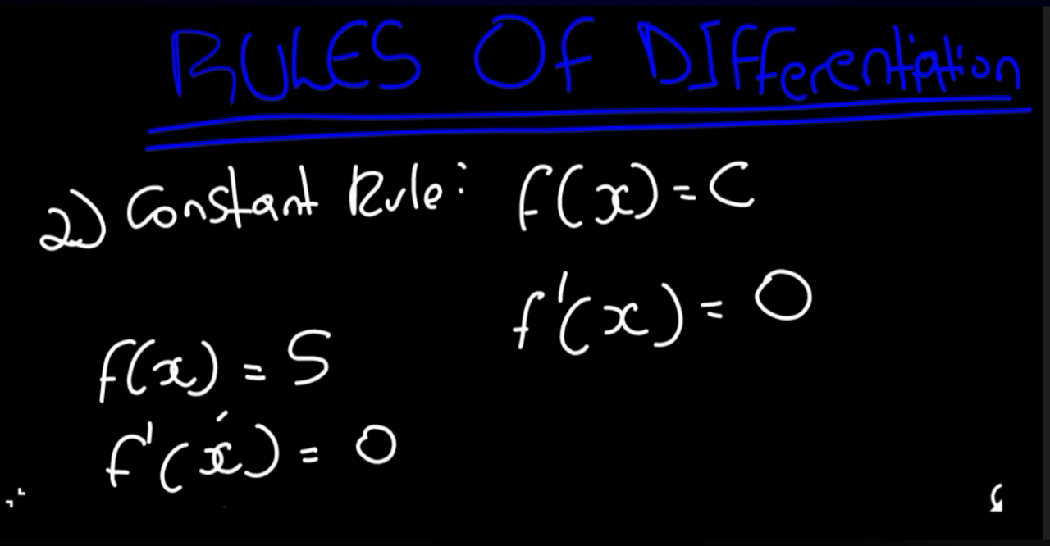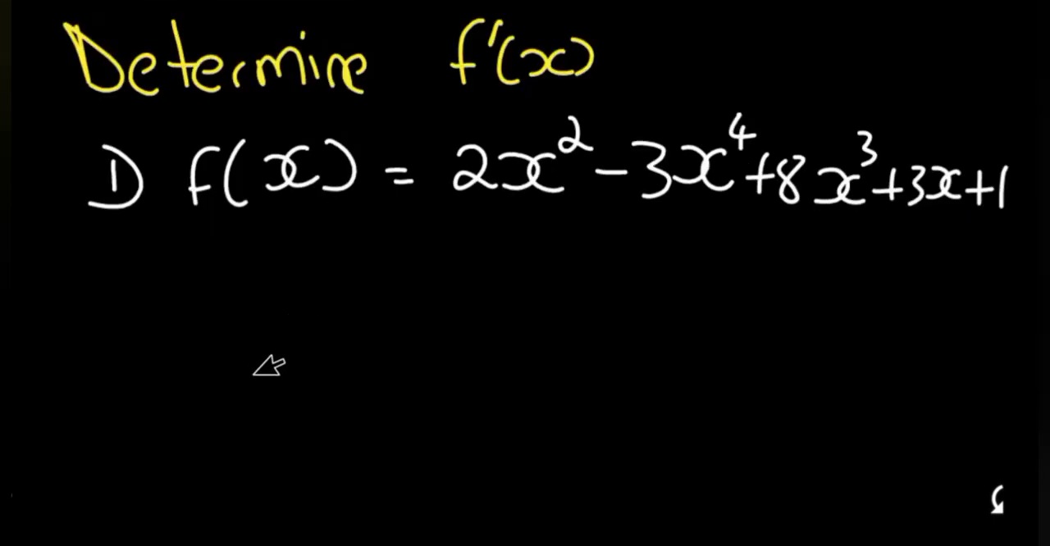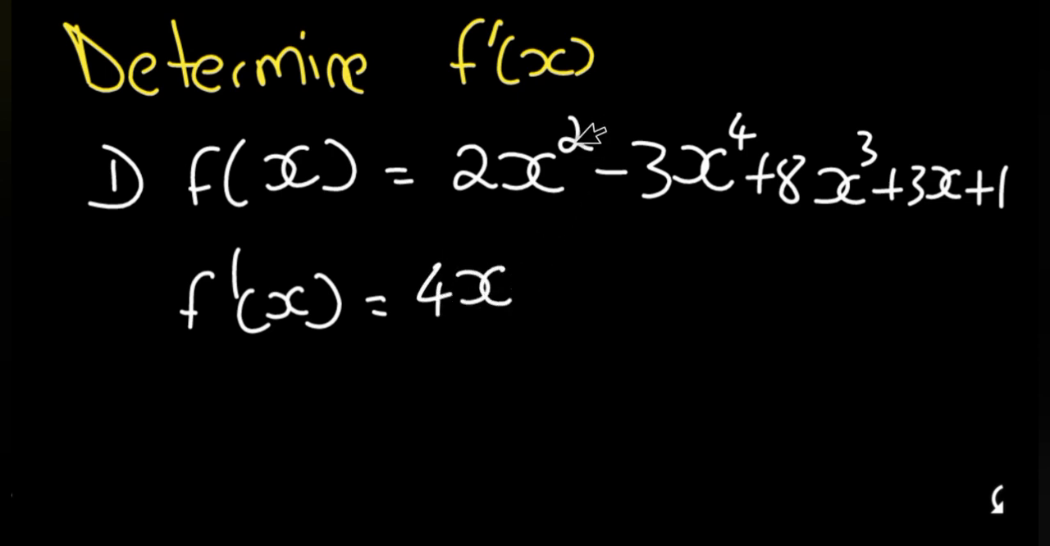In this question, they are saying determine f prime of x. On number 1, we are given f of x is equal to x squared minus 3x to the power of 4 plus 8x to the power of 3 plus 3x plus 1. To determine the derivative of this function, f prime of x is equal to 2 times 1, so we get 2x, and 2 minus 1 gives us 1.